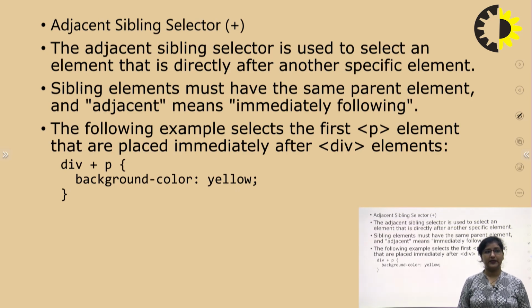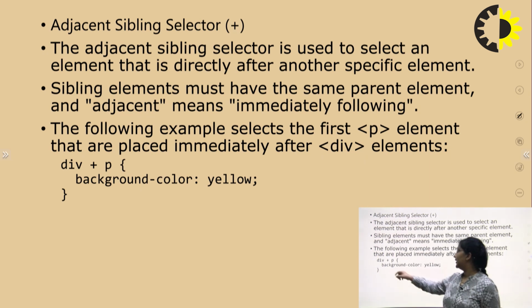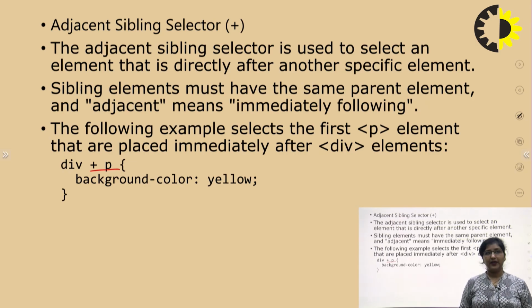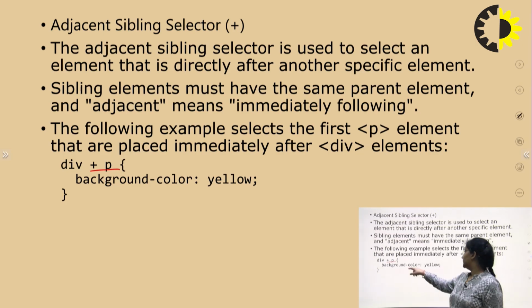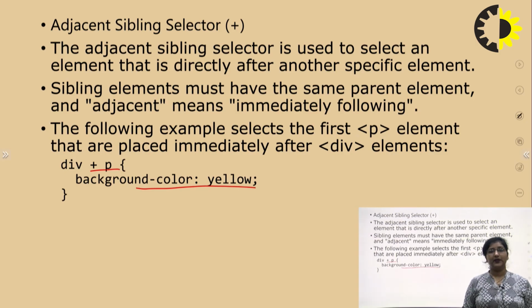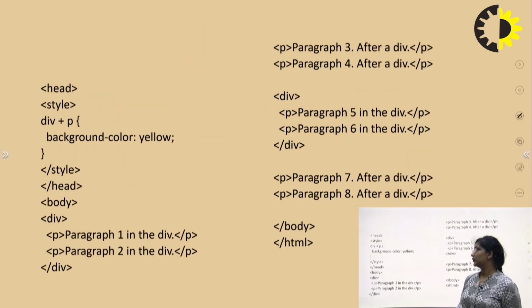Adjacent sibling selector, that is a plus. If the siblings are adjacent to each other, it is used to select an element which is directly after another specific element. The nature of siblings is that they must have the same parent element. And what does adjacent mean? It means immediately following. So here if I write div plus p, that means P should be a sibling of div and P should come immediately after div. Only for those cases, the background color will be yellow. Let's see over here.